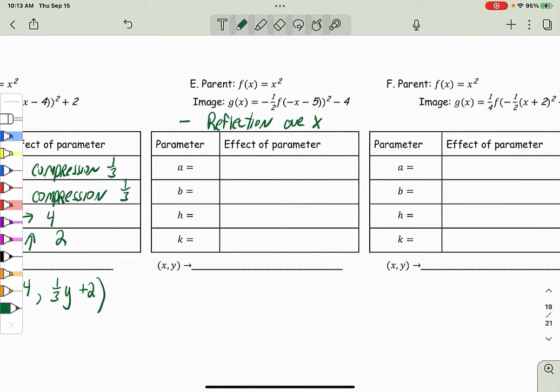And notice I also have a reflection over y as well. My a parameter is a vertical compression. Notice my b parameter is actually 1, so there is no horizontal compression at all. However, I am going to move my graph right by 5, and I'm going to put it down by 4.